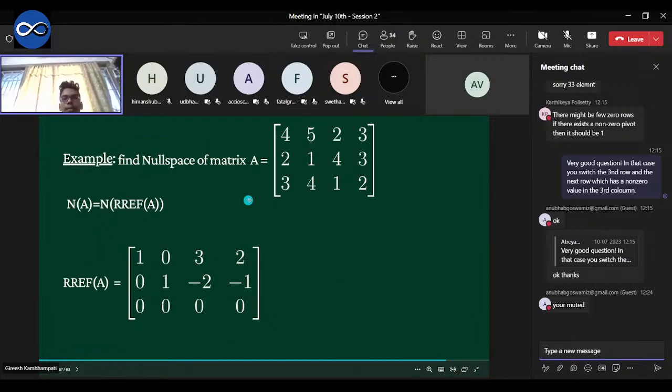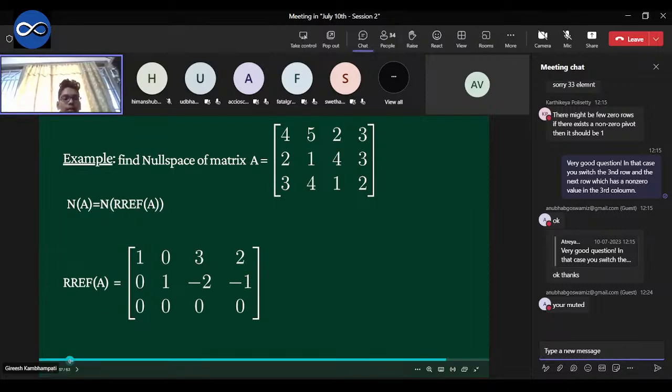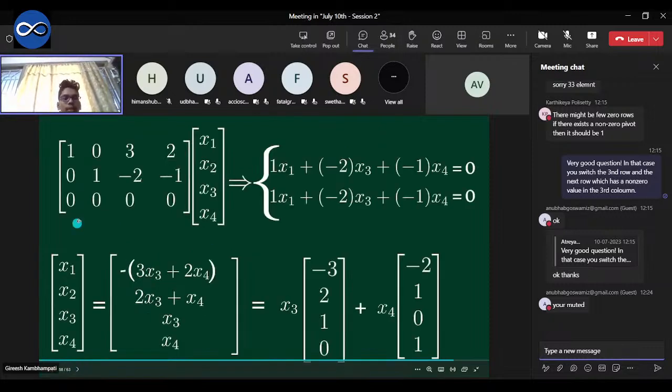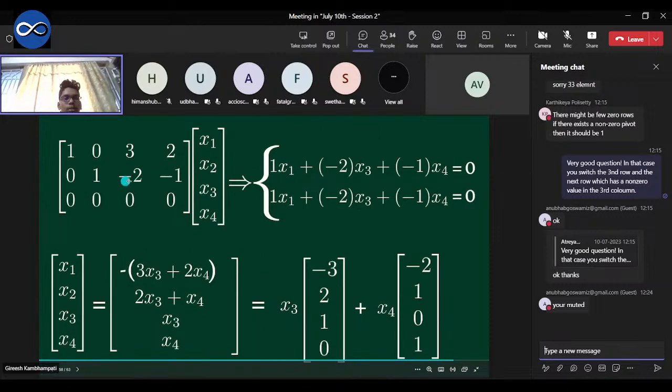Now we will see another matrix. Find the null space of the matrix A equal to 4, 5, 2, 3, 2, 1, 4, 3. As we have already discussed, the null space of A is the null space of the RREF of A. The RREF of this matrix is this; you can try it yourself. We will find the null space. This is the RREF 1, 0, 3, 2, 0, 1, minus 2, minus 1, which we considered in the previous slide.